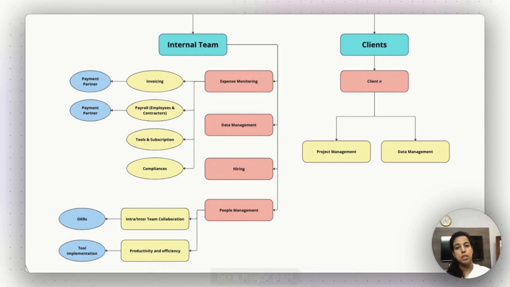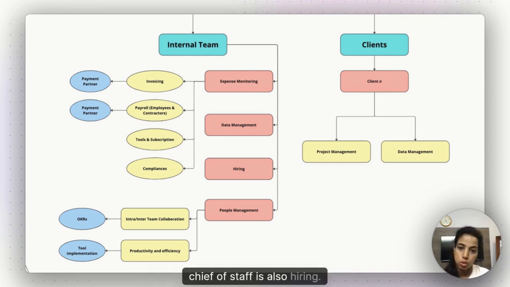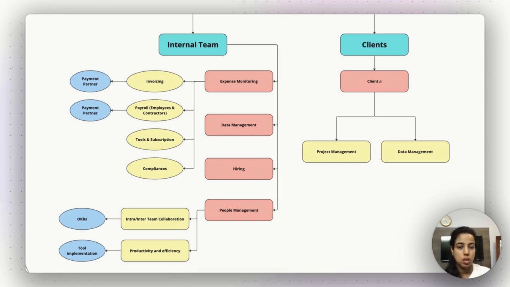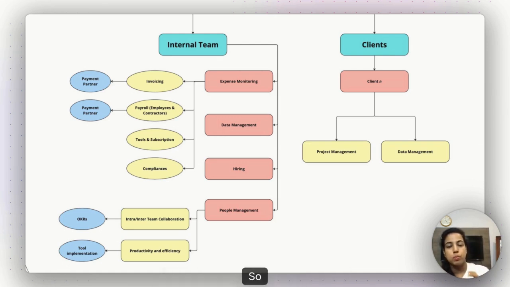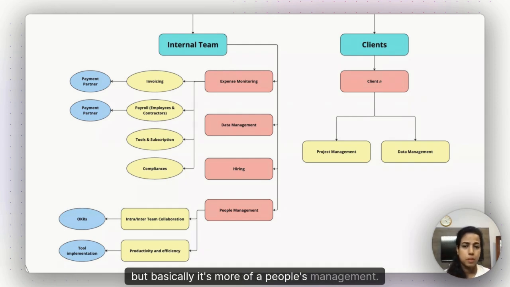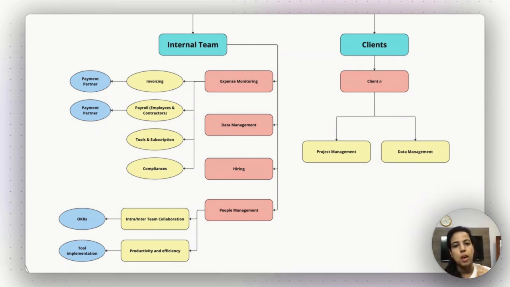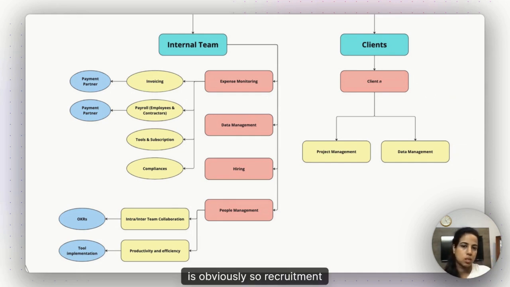So a major part of chief of staff is also hiring. It is not generally the same for all companies. It is for me in my particular role. I also head the HR; the HR reports to me. So hiring is also a part of what I do. But basically it's more of people management. I'll talk about people management in the soft skills video. But hiring is obviously recruitment to onboarding to offboarding, everything comes within. So basically hiring is that.